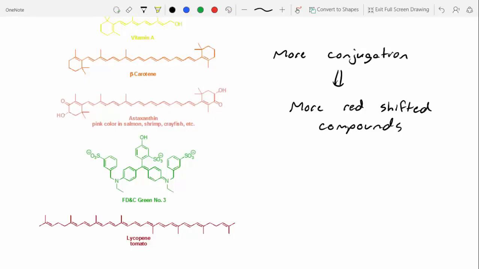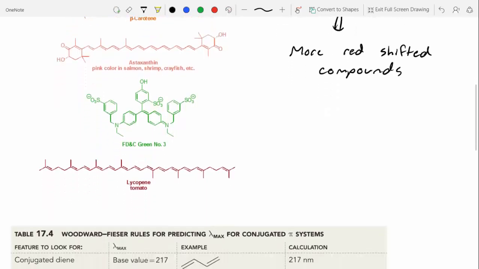And anytime you see these food dyes, so yellow 5, yellow 3, whatever, they always have this alternating double bond, single bond, single bond alternation. So they're all highly conjugated. It's what gives them that very, very bright color.